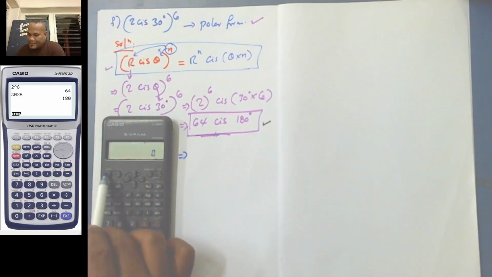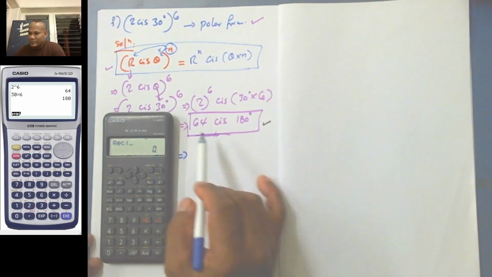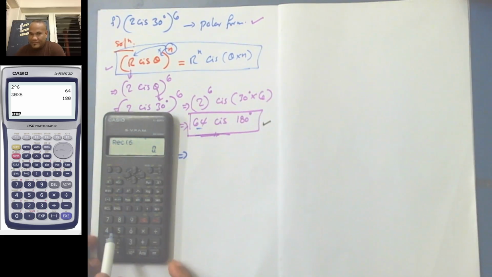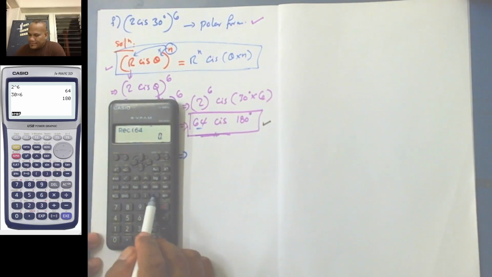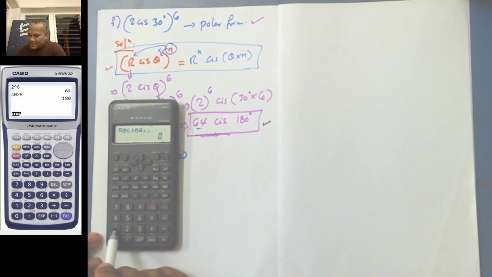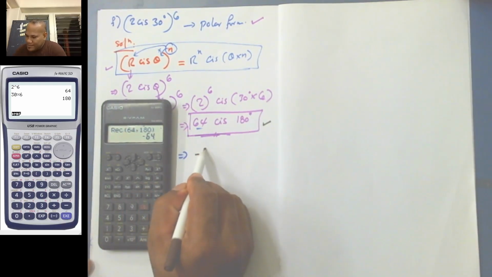We press shift, Pol will give you Rec, and then whatever value you see first, 64, so 64, comma, and whatever value comes second is 180, and close the bracket, equals. That gives us minus 64. So our answer in this case is minus 64.